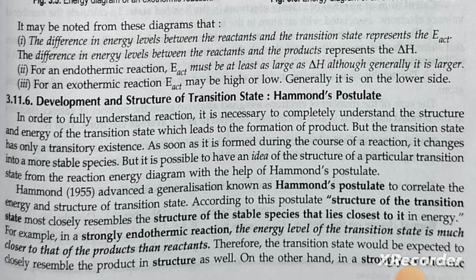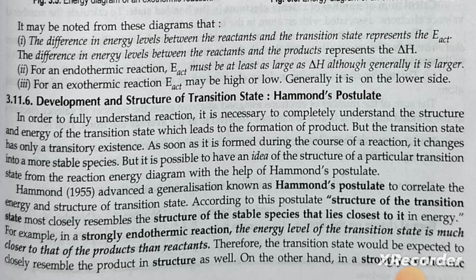Development and structure of transition state, Hammond's postulate. In order to fully understand a reaction, it is necessary to completely understand the structure and energy of the transition state which leads to the formation of product. But the transition state has only a transitory existence. As soon as it is formed during the course of a reaction, it changes into more stable species. But it is possible to have an idea of the structure of a particular transition state from the reaction energy diagram with the help of Hammond postulate.